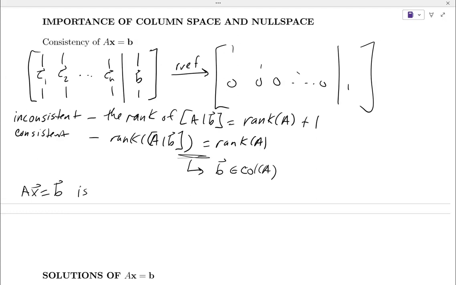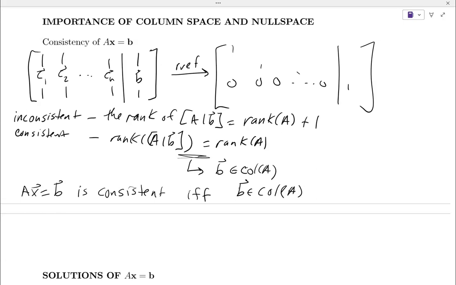We can say that this system is consistent if and only if. By the way, if a mathematician writes "if" twice, it means if and only if. We're lazy. So this system is consistent if and only if our vector is in the column space. So this gives us one reason why we care about column space.